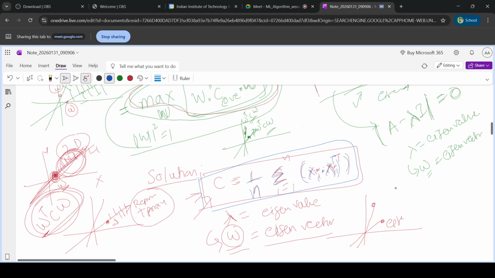So just do xi into xi transpose and then do the summation for all the points, then you will get the C value. And C is what? C is D cross D. Okay, this is the covariance matrix. It is D cross D. It is not a scalar value, it is a covariance matrix. So W transpose covariance into W. So this is a D cross D matrix.